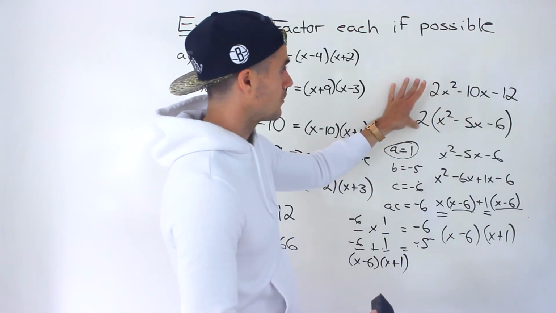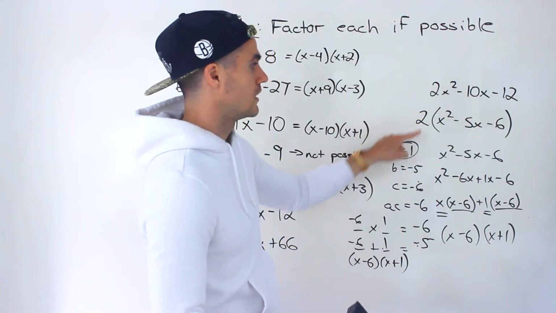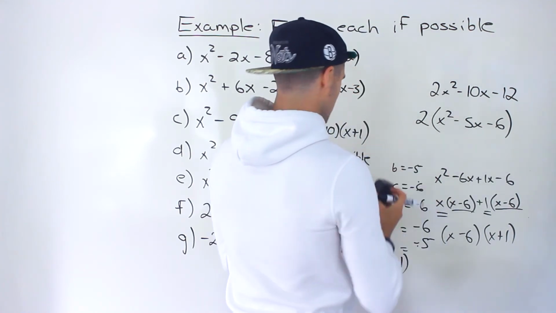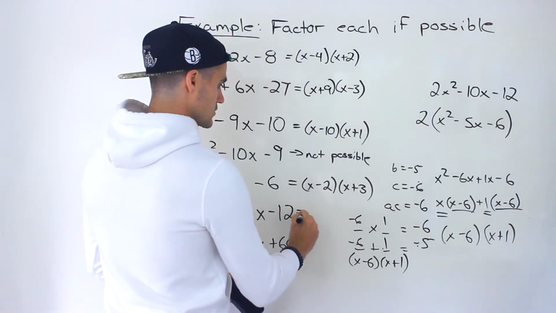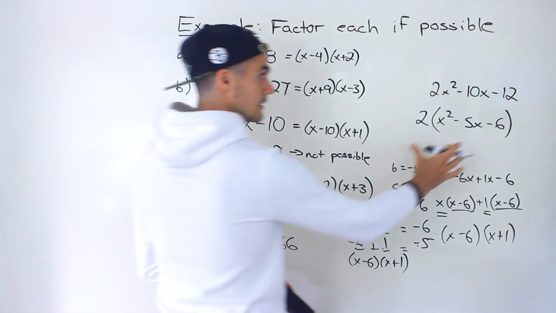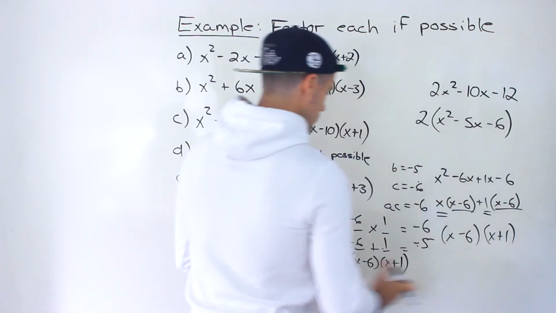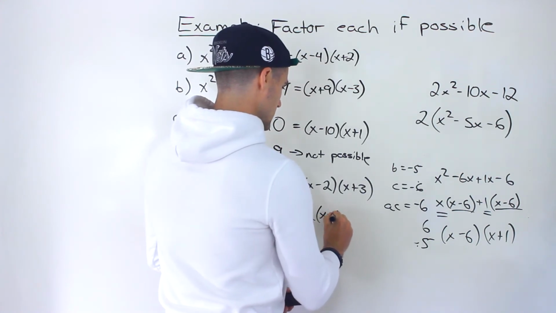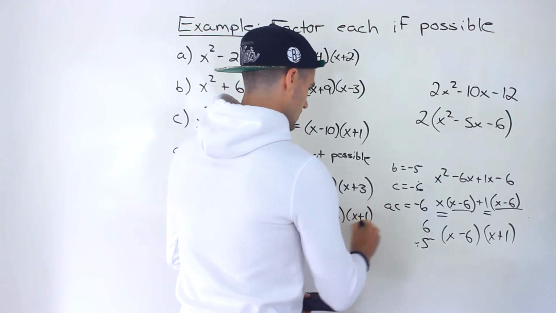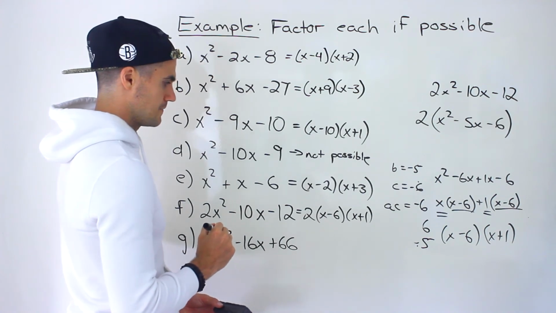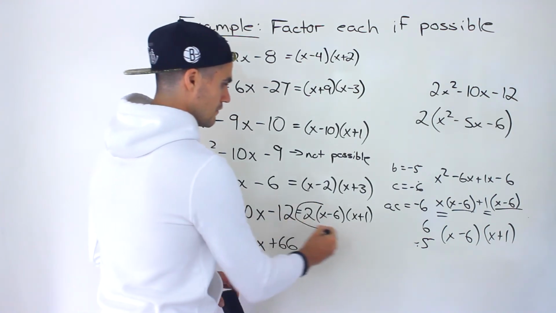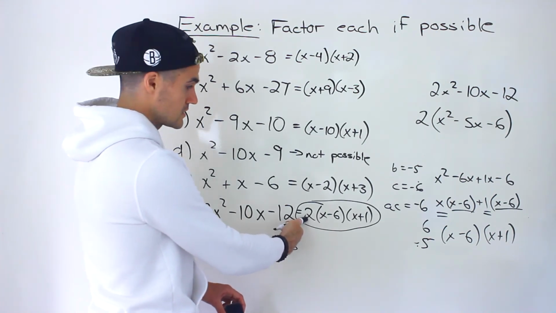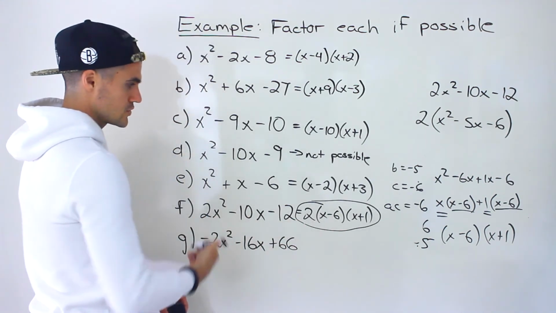But remember, this is what we're working with. There's still that 2 in front. So basically, what would happen is we'd end up with, let's actually write the final answer here, 2 times this bracket turns into these two brackets. So we'd have x minus 6, x plus 1, like that, right? So this here factors into that. Notice now there's a coefficient in front, right? Because there's a coefficient over here.